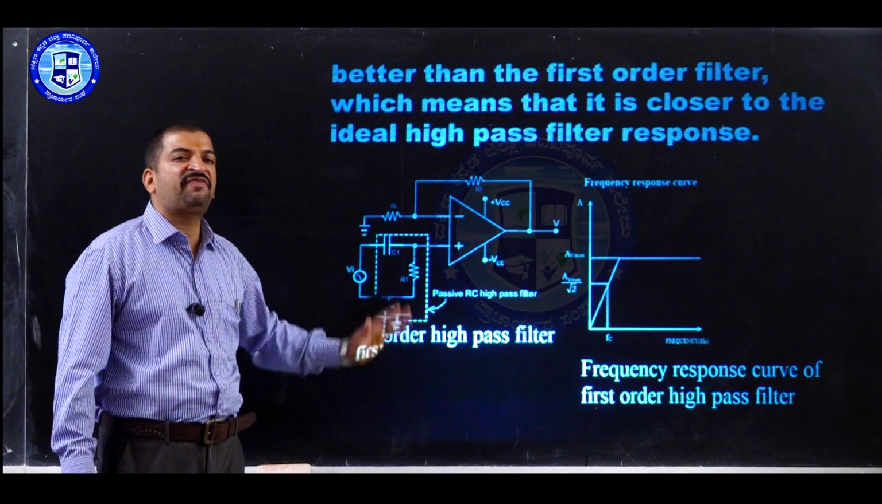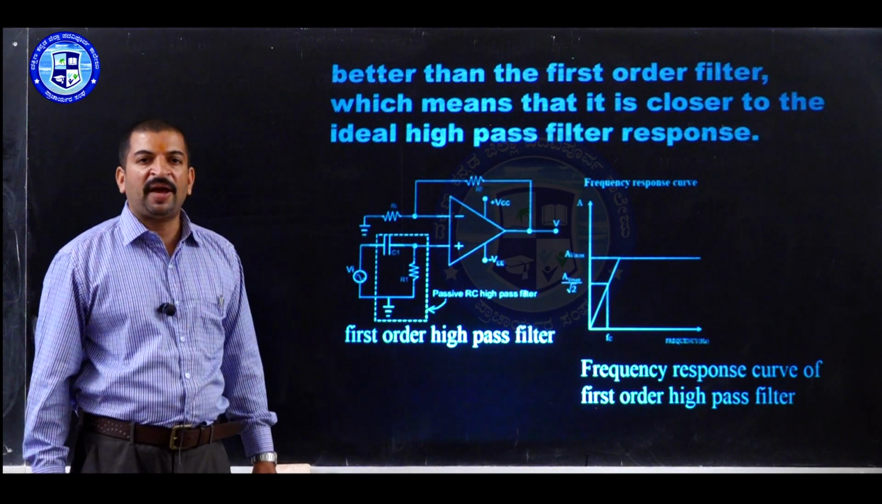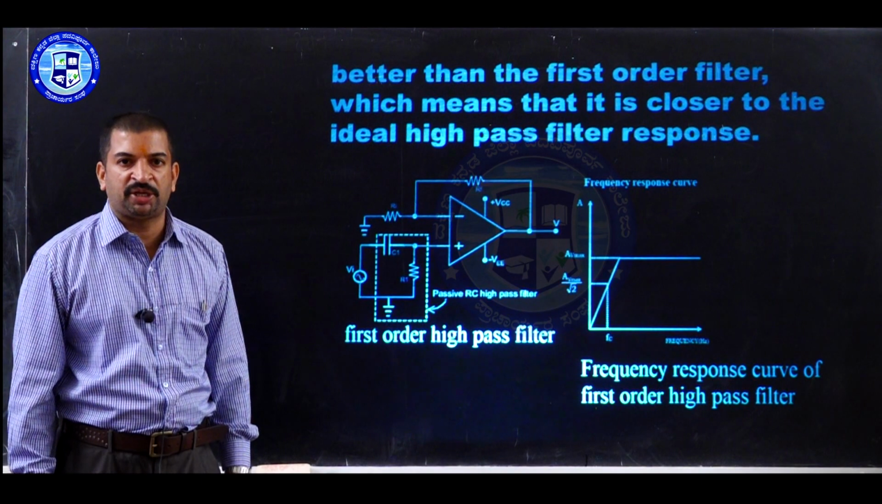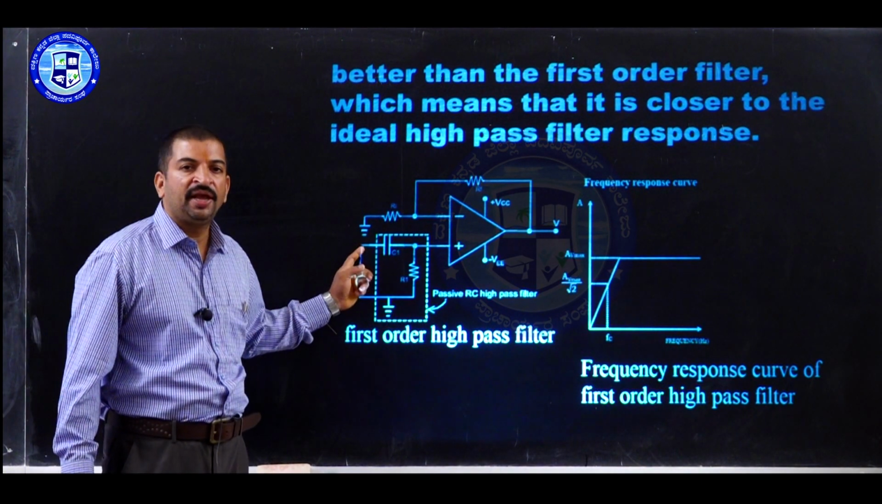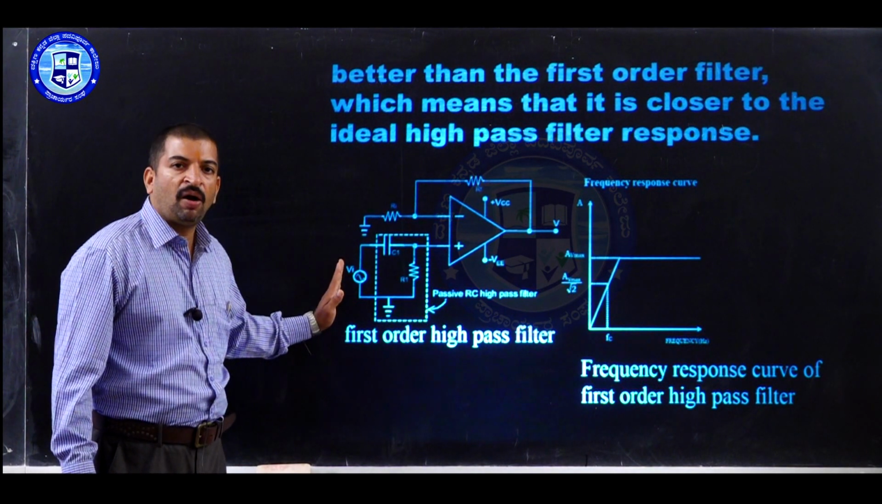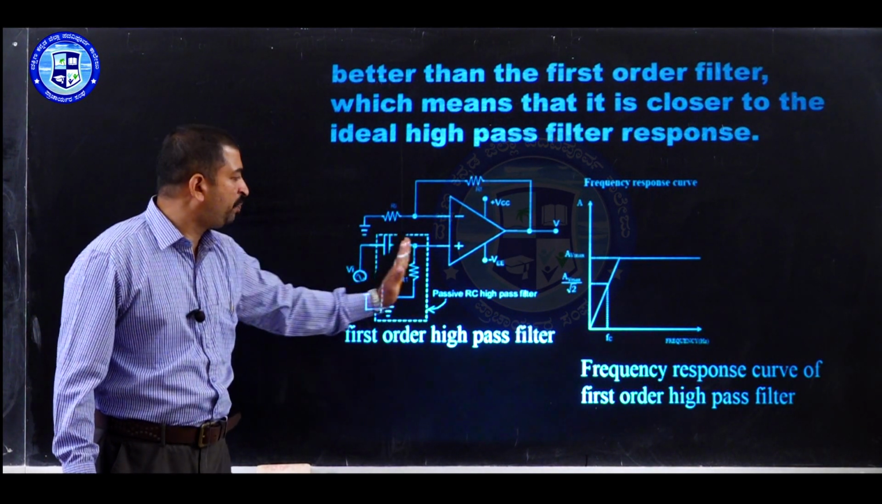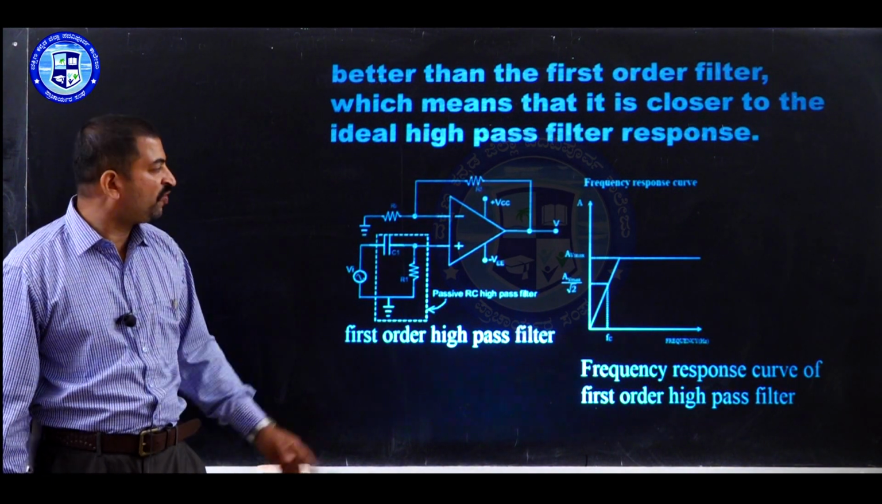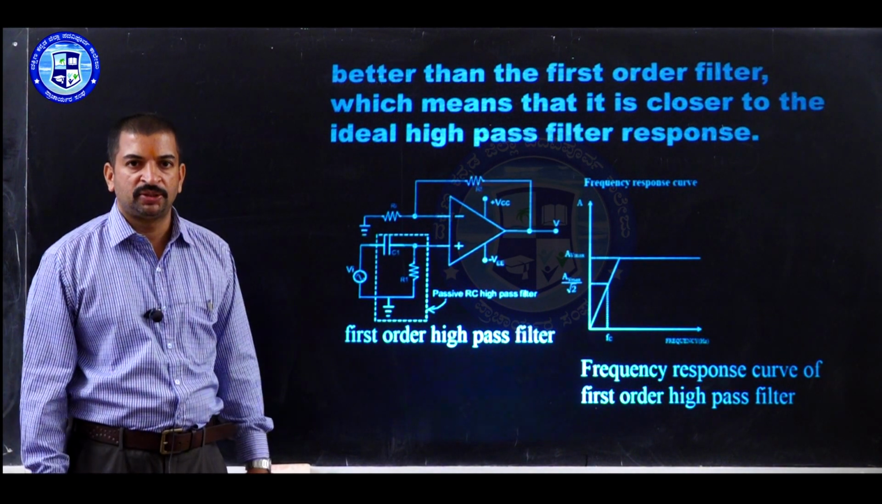As we increase the frequency, the capacitive reactance goes on decreasing with respect to frequency. So, at high frequency, the capacitor is almost short circuited. So, all high frequency signals will appear across the non-inverting terminal of the op-amp. Therefore, we get the output.